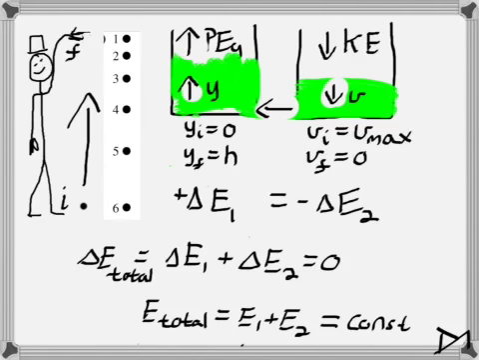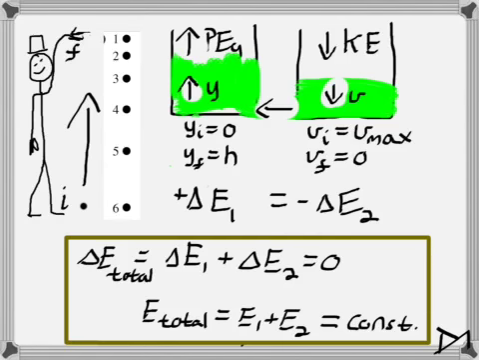So the change in 1 plus the change in 2 equates to 0. The transfers are accounted for. There's no change in total. That must mean the total is a constant. And that's the heart of energy conservation.